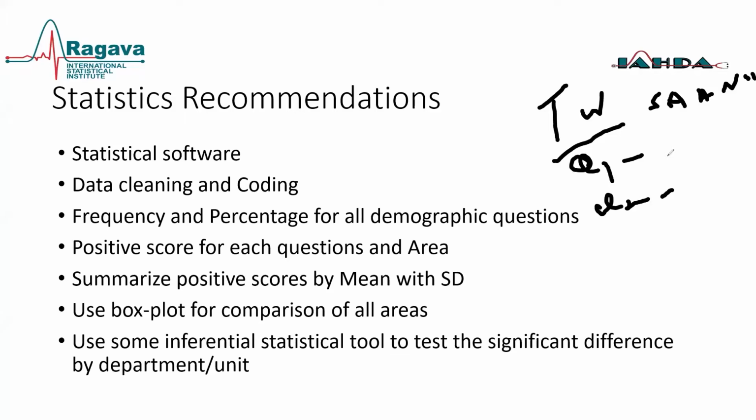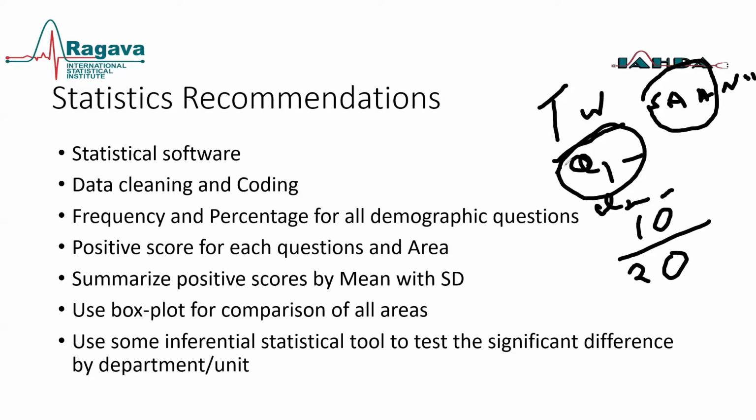How to calculate the positive score for positively worded questions? Just add agree and strongly agree. For example, total number of employees responded is 20. Out of 20, only 10 chose strongly agree and agree, probably 7 strongly agree and 3 agree. So we need to add both together for positive score, because this is a positively worded question. Just add strongly agree plus agree for all positively worded questions. That is 10 by 20 into 100, which is 50%. So this is the positive score for question number 1, 50%.